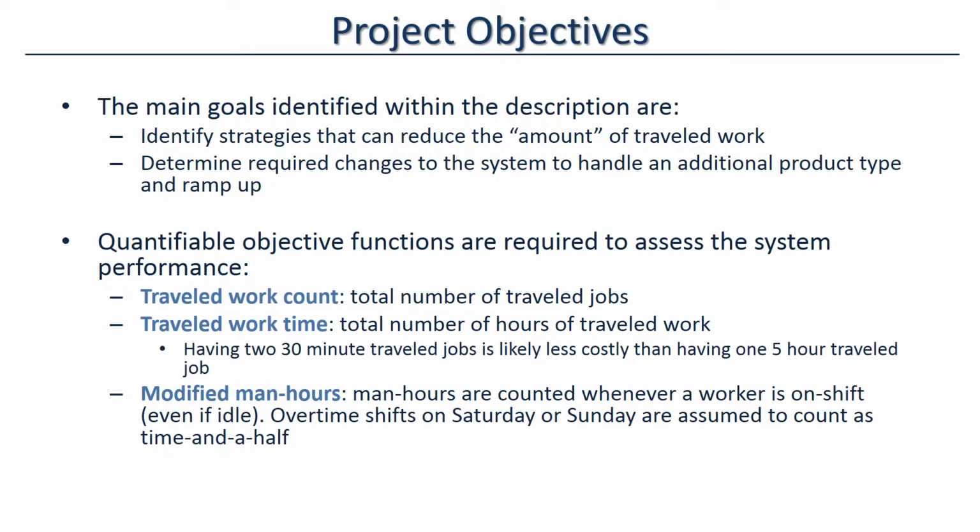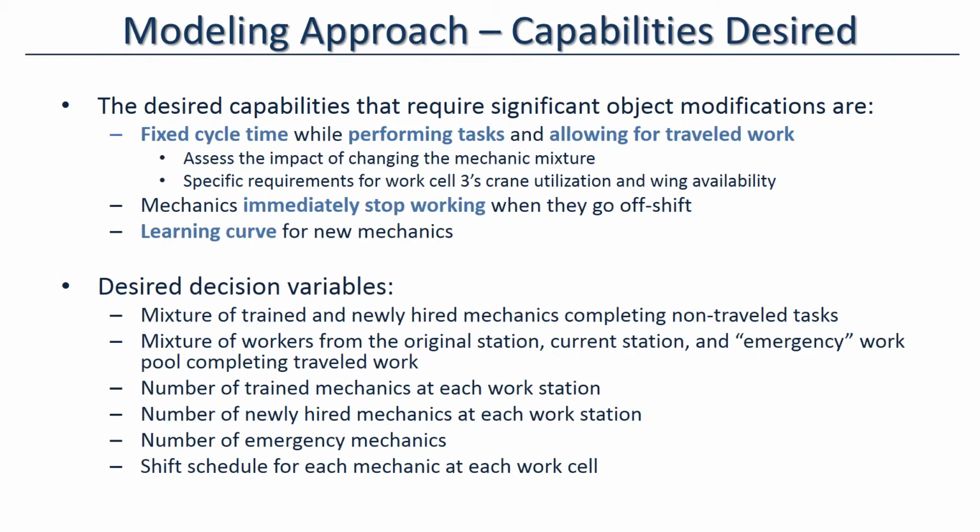To assess this, we need some quantifiable objective functions, and the ones we've chosen are the amount of traveled work, so the actual total hours of traveled work, as well as modified man hours that accounts for overtime shifts. So the desired capabilities for a model are to model fixed cycle time servers while performing tasks and allowing for traveled work, while assessing the impact of changing mechanic mixture and the specific requirements for work cell 3.